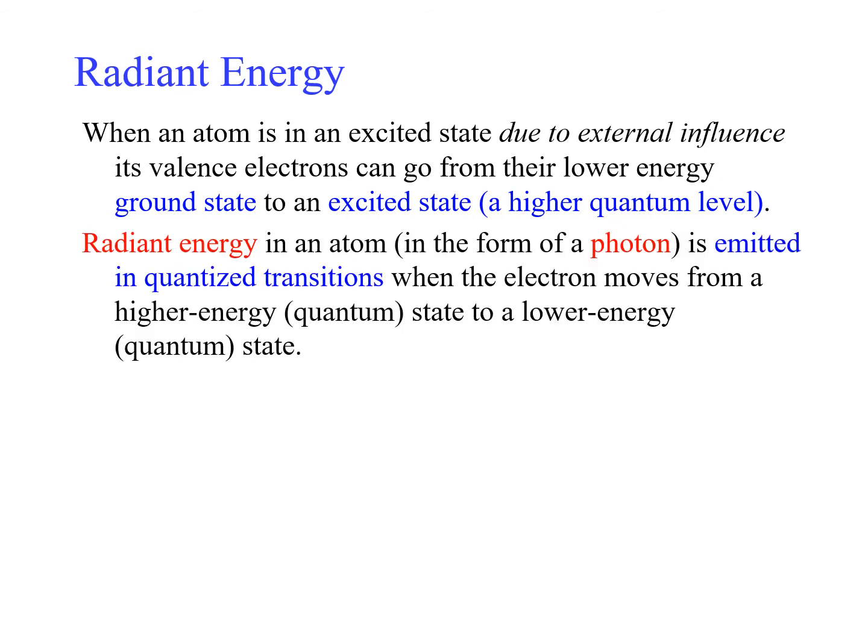So radiant energy in an atom is in the form of a photon, and a photon is emitted in quantized transitions, as we saw in the photoelectric effect. So when the electron moves from a higher energy to a lower energy, it releases energy in packets. The model that I would use is a stairwell: each step is a quanta, going from higher to lower, lower to higher.